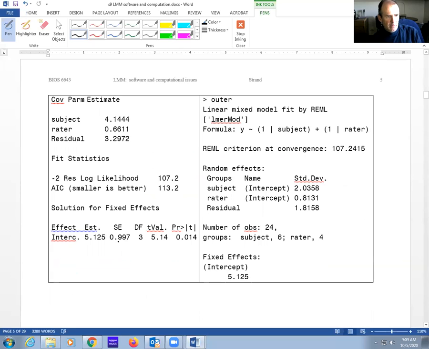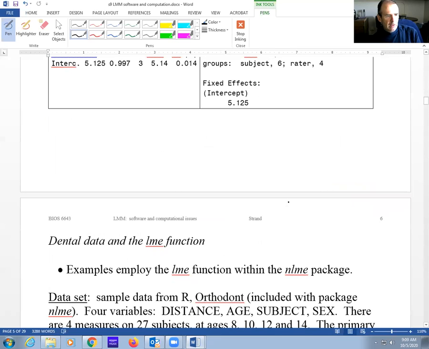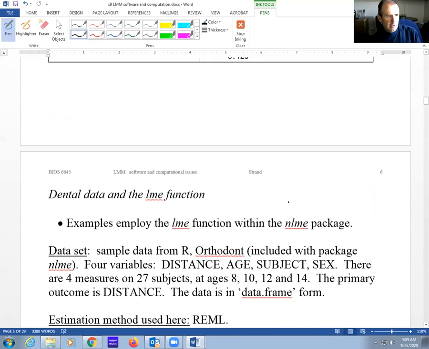And you can see that it matches up. The thing is, R reports standard deviations and SAS reports variances. So when you first look at it, it's like, why are they different? Well, these are the square roots of the variances over here. So what you get in the default output is a little bit different, but you can tell that it's the same model fit. Okay, that's if you have just a true random effects model.